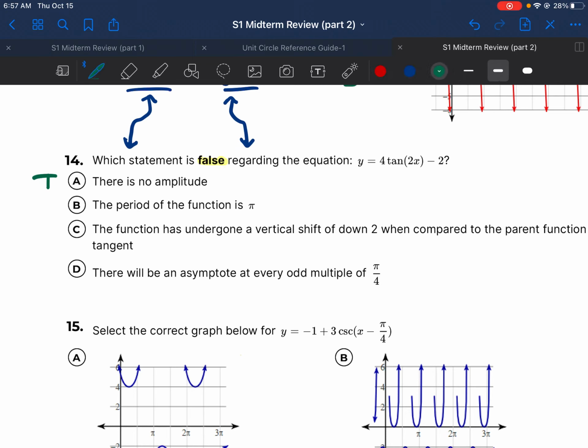Statement B says the period of the function is pi. Well, let's test that real quick. We know for tangent that period T is pi divided by b. And we know here that the b term is 2. So pi divided by 2, that's just pi over 2. This is going to be a false statement.